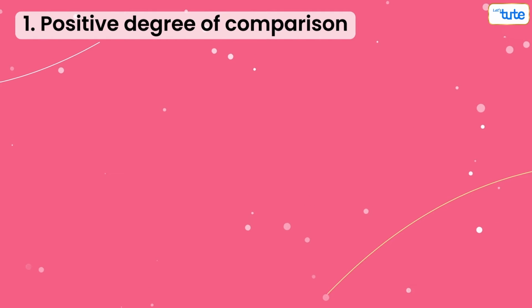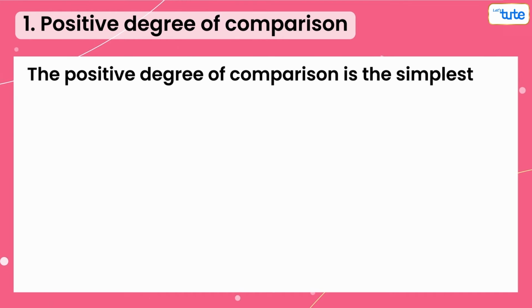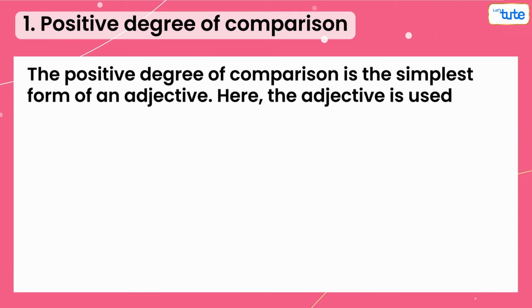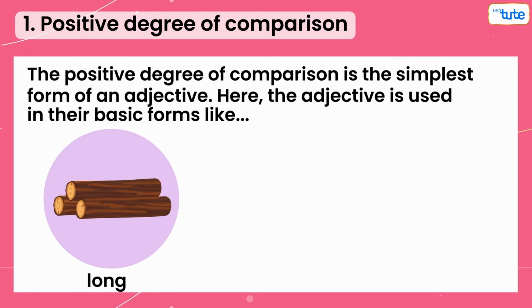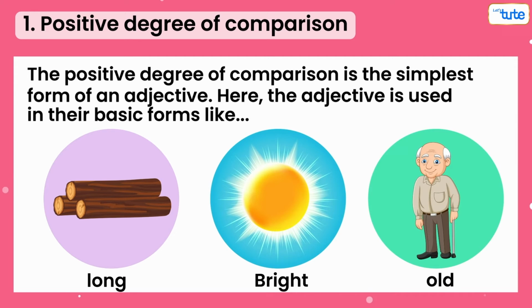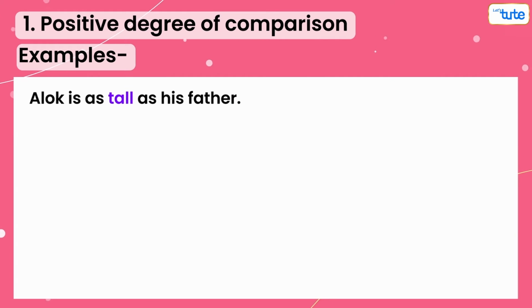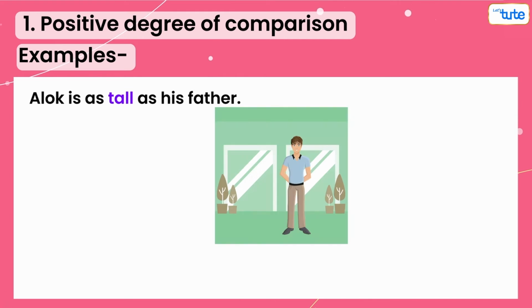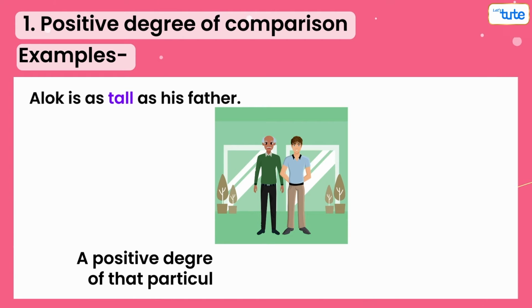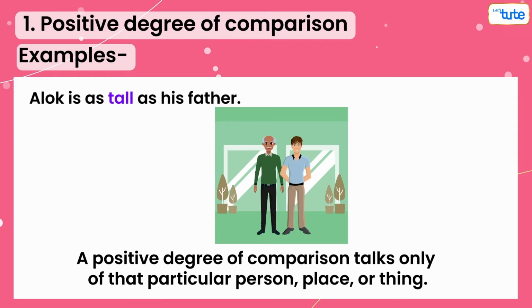Positive degree of comparison. The positive degree of comparison is the simplest form of an adjective. Here, the adjective is used in its basic form like long, bright, and old. Let's look at sentence examples. Alok is as tall as his father. Here in this sentence, Alok is tall just like his father. The adjective didn't change form. Thus, this is the positive degree of comparison. A positive degree of comparison talks only of that particular person, place, or thing.